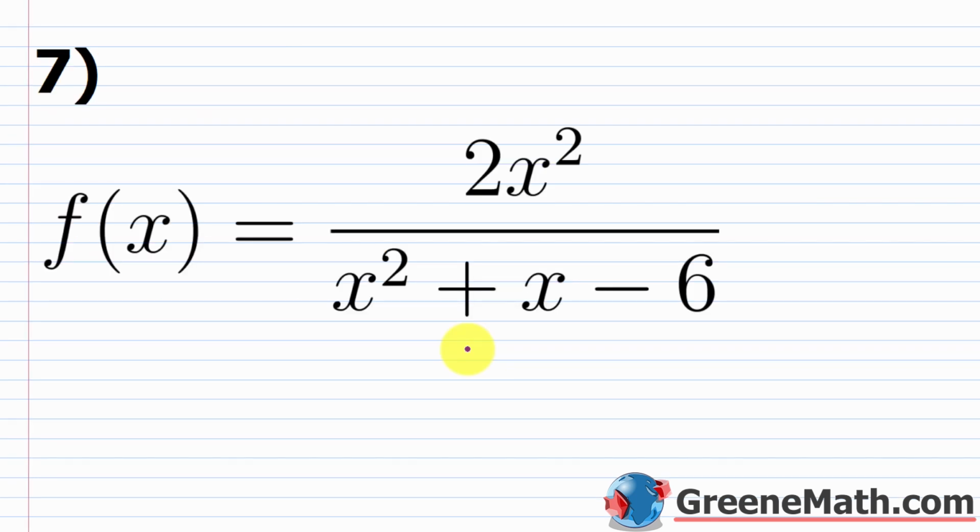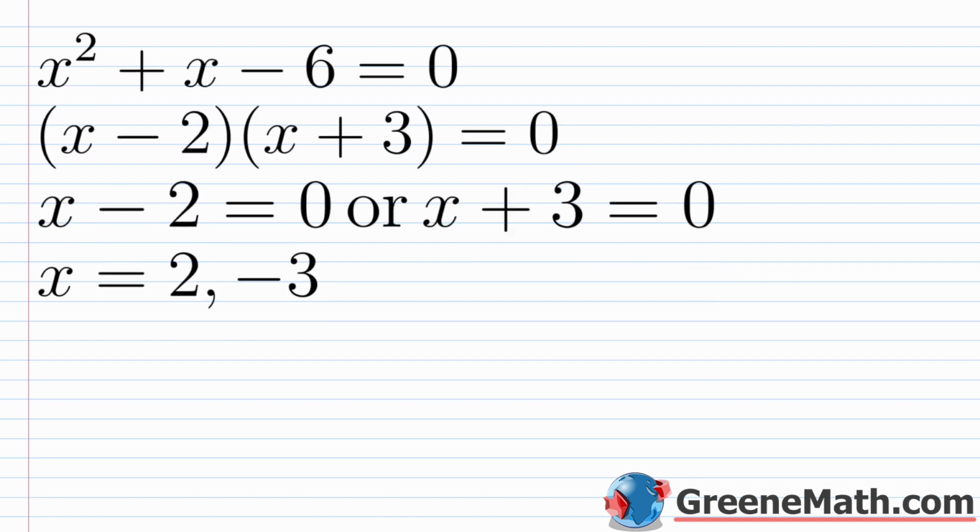All right, let's take a look at problem 7. So here we have f of x is equal to 2x squared over x squared plus x minus 6. So this guy right here is simplified, so I want to move into my procedure. And the first thing is going to be to find the asymptotes. So how do we find the vertical asymptotes? We're going to take this denominator, which is x squared plus x minus 6. We're going to set that equal to 0, and we're going to solve.